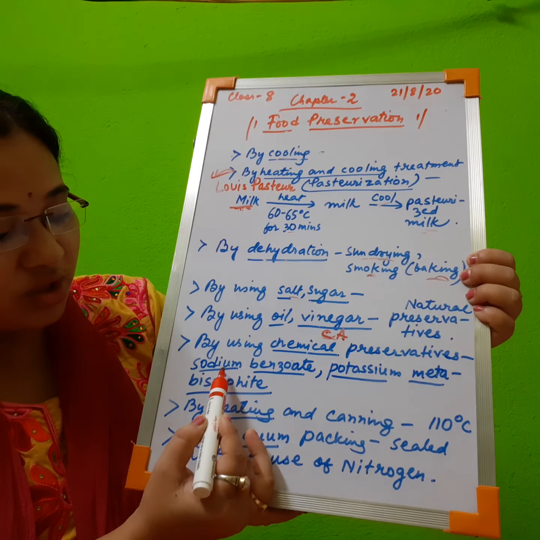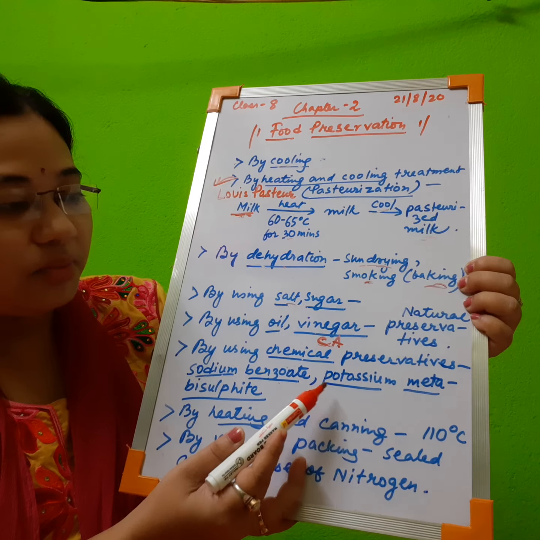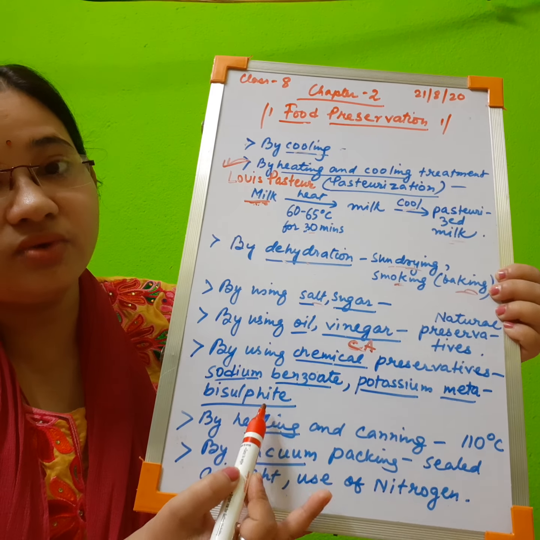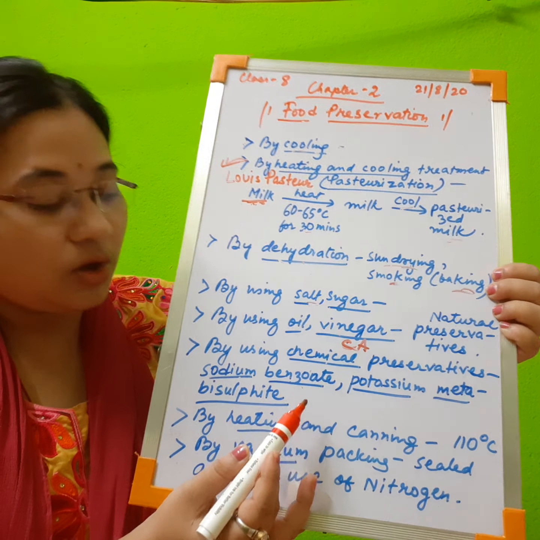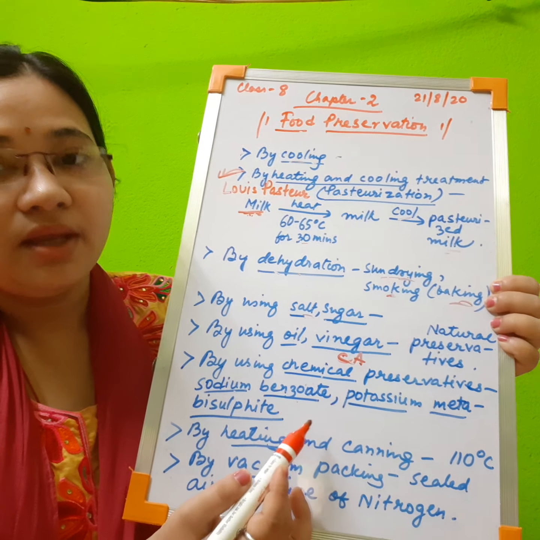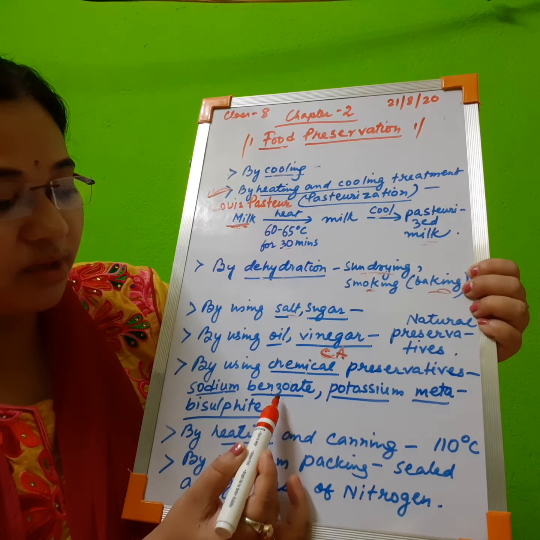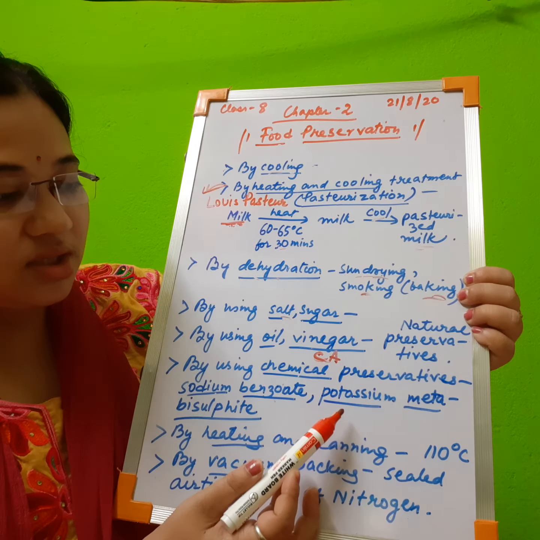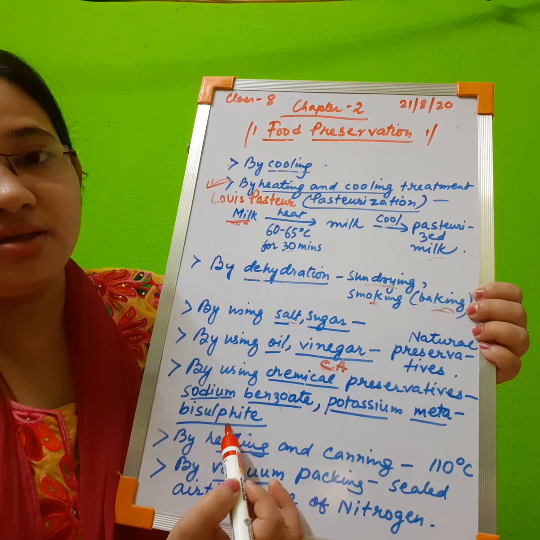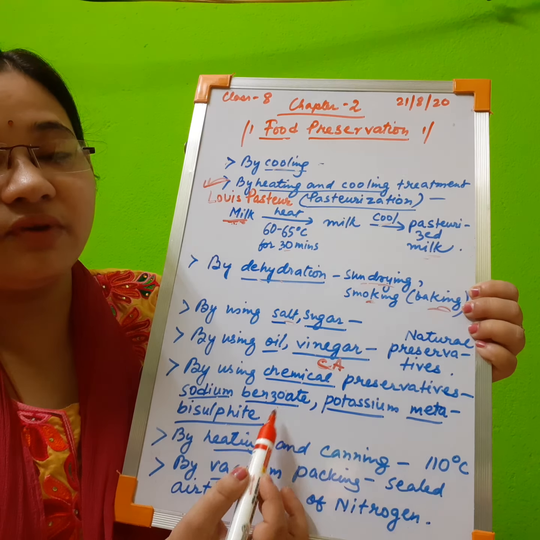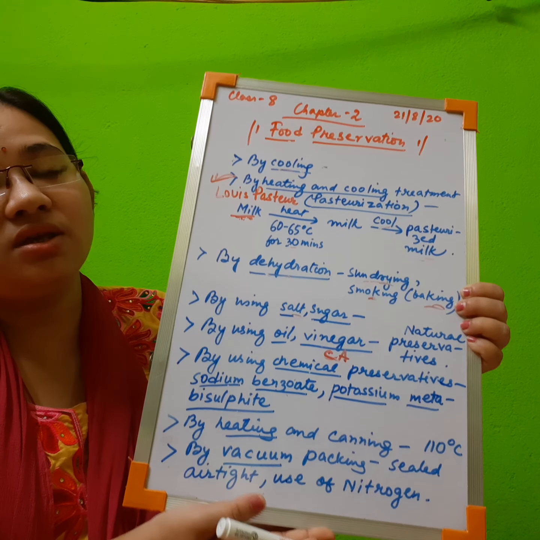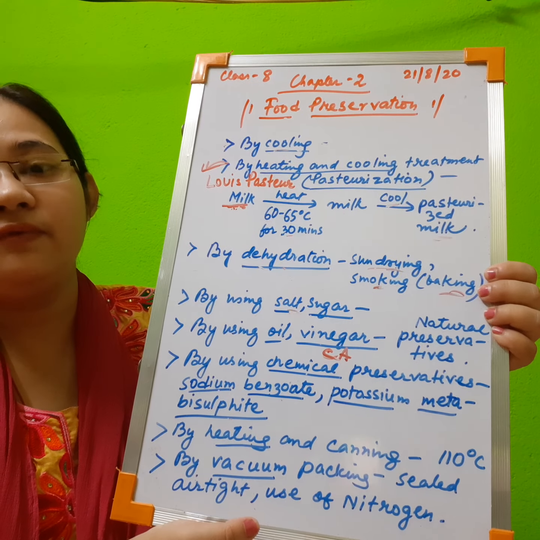So here, very important, sodium benzoate and potassium metabisulfite are used. These are some examples of chemical preservatives. Okay, please go through the spelling. Sodium benzoate and potassium metabisulfite. These are two types of chemical preservatives which are used in packed foods in the markets to preserve food.